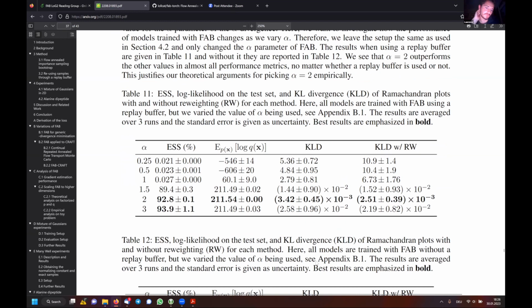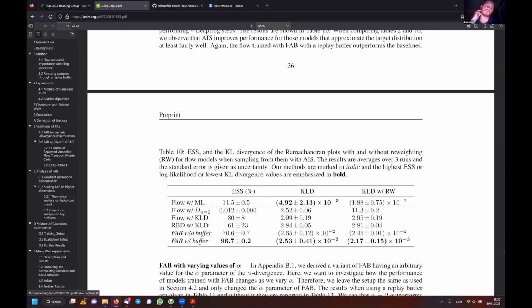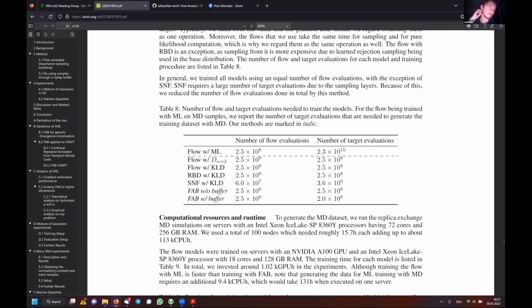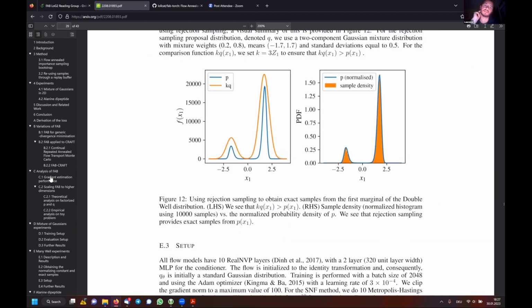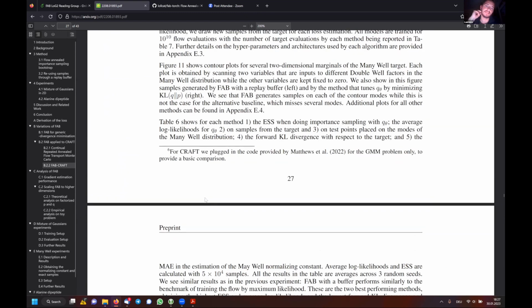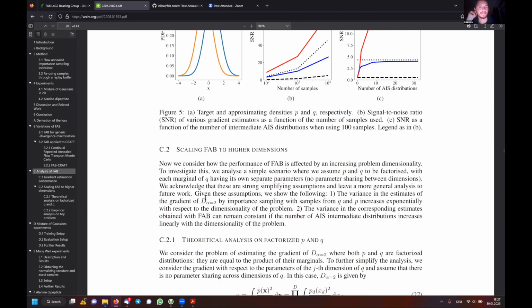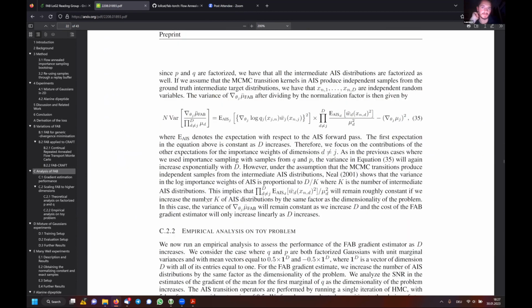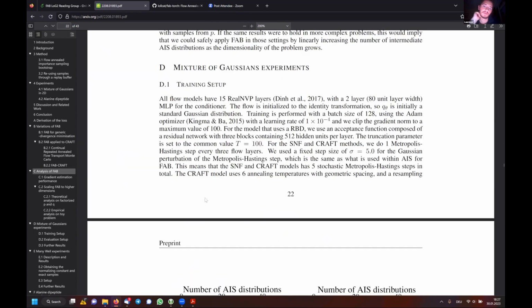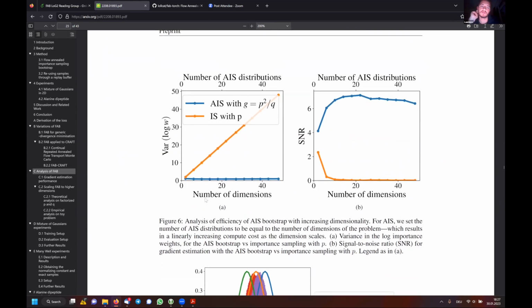And we've thought about it a bit. So we actually have, I think in Appendix C, a bit of analysis on this. We have some derivations that show if you increase the number of intermediate annealed importance sampling distributions by the same factor as the dimensionality of your problem, then you can achieve constant variance in the loss. So this would imply linear scaling with the problem size.